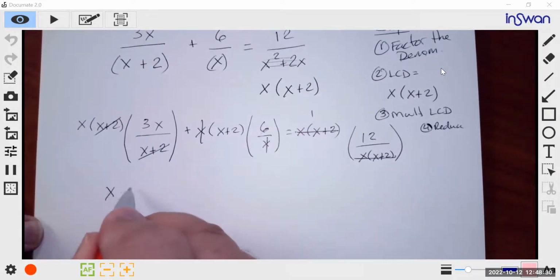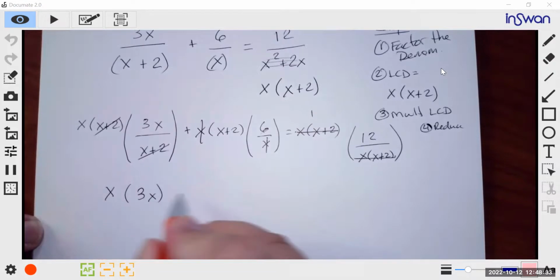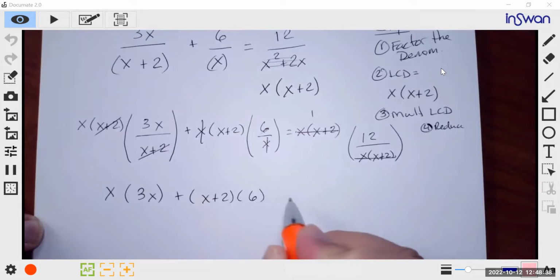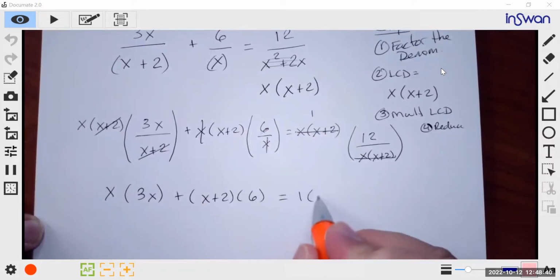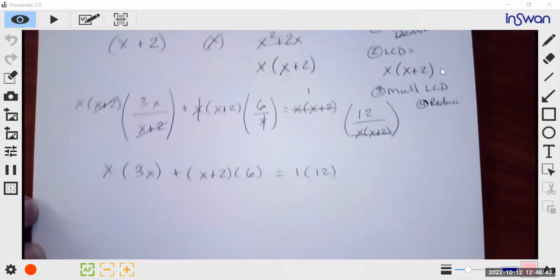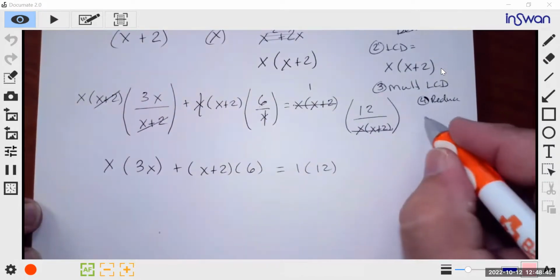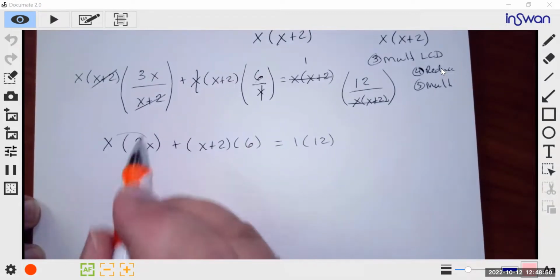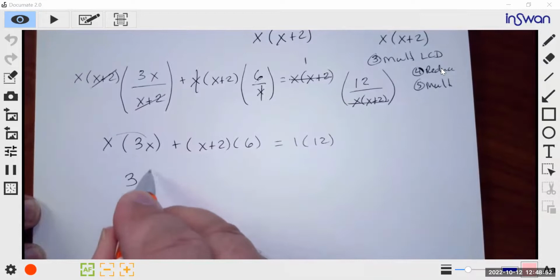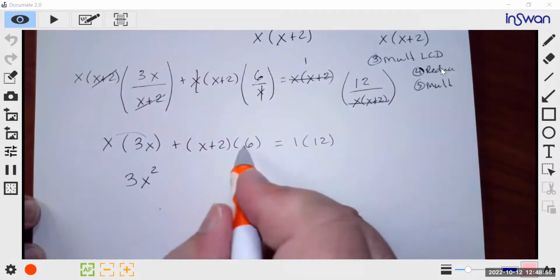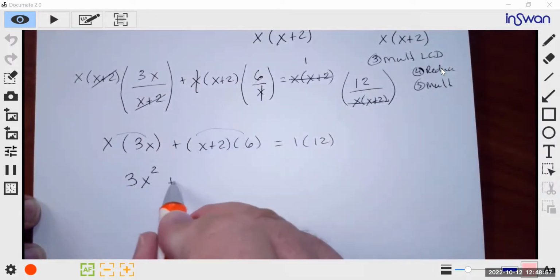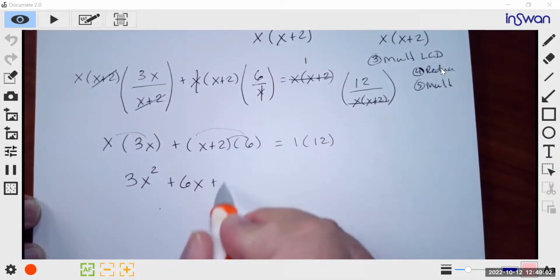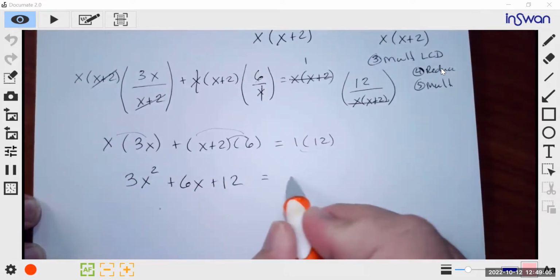So I have x times 3x, x plus 2 times 6, 1 times 12. So now the next step is to multiply to get rid of the parentheses. X times x is x squared. 6 times x, they're both positive, 6x. Positive times positive is positive. 6 times 2 is 12. 1 times 12 is 12.